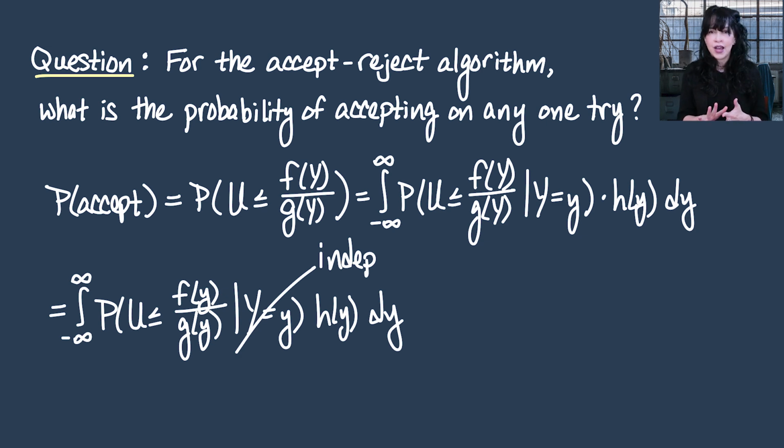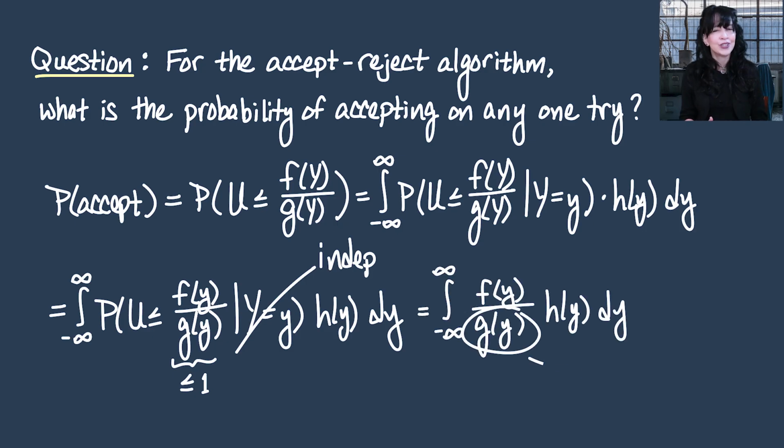Okay, so I'm left with the probability that U is less than or equal to f of little y over g of little y. By design, this is less than or equal to 1. The probability that U is less than or equal to like 0.3 is 0.3. It's equal to the number as long as the number is less than or equal to 1. So we end up with f of y over g of y. G of y is, of course, c times h of y.